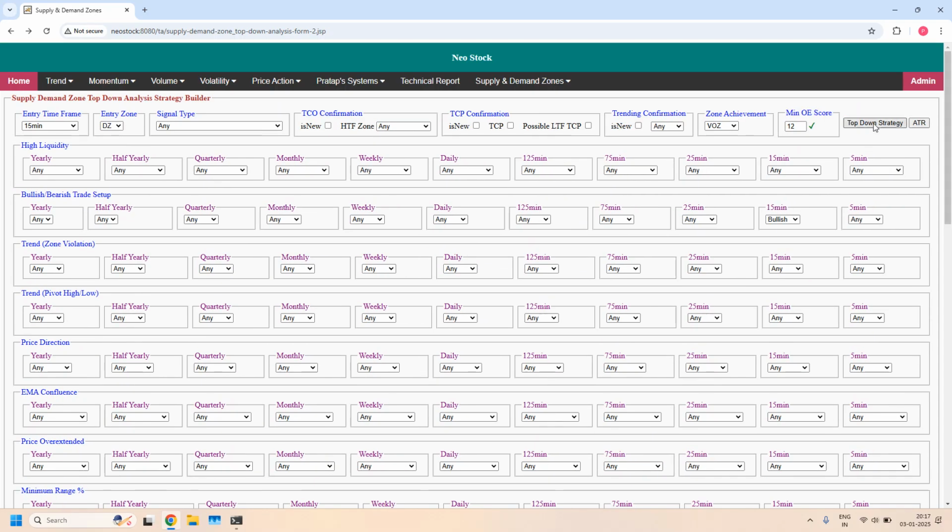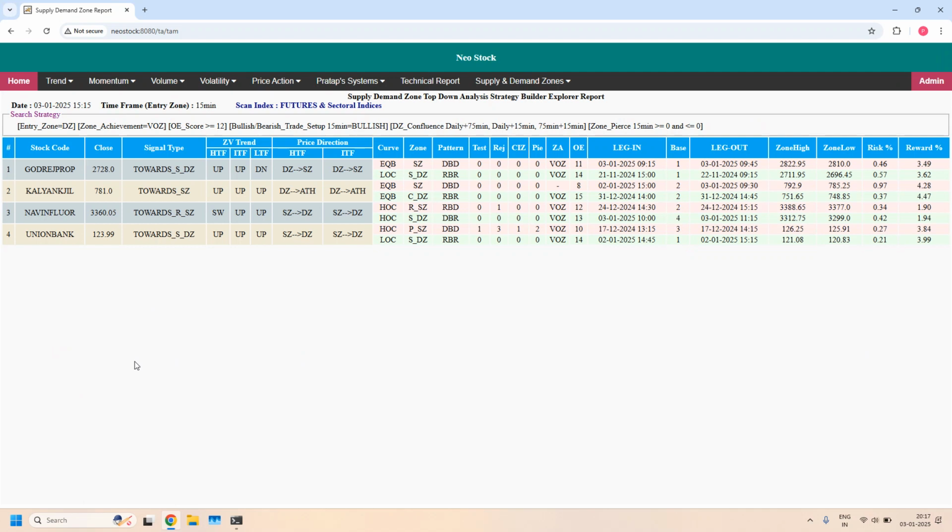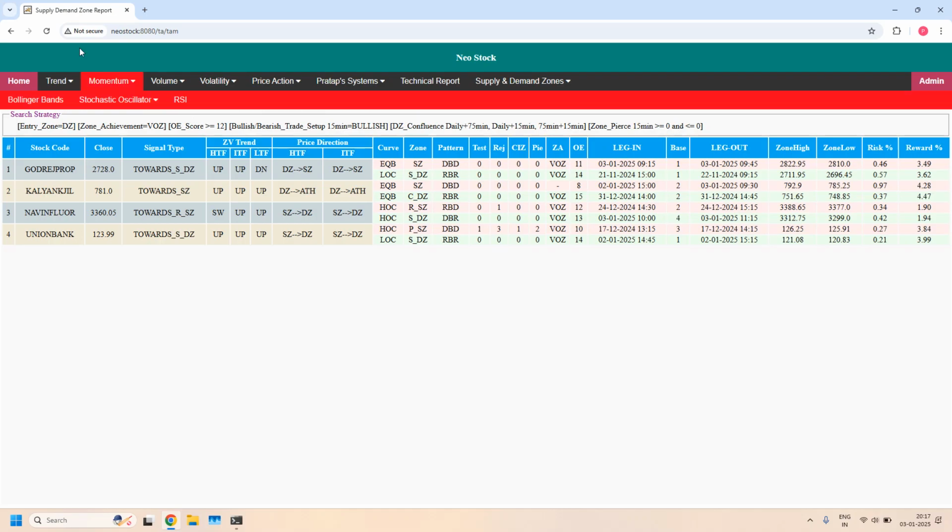With all the 3 filters, we got 4 stocks with LTF, ITF, HTF demand zone confluence. And except the third, the remaining 3 stocks are having uptrend in the HTF, that is the daily trend. So that's why let us look for daily demand zone with daily EMA, because the 15 minutes together with 75 minutes zone is part of the daily zone.